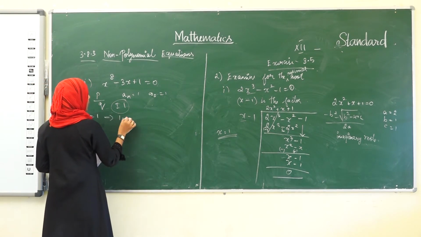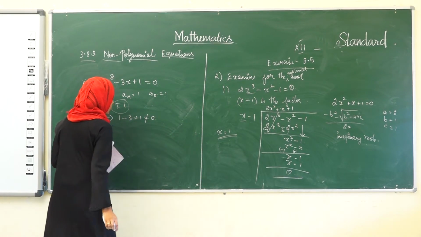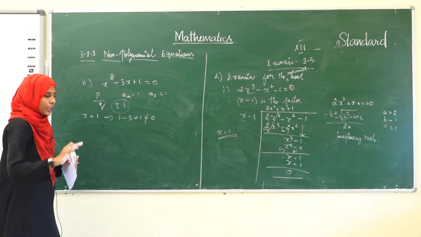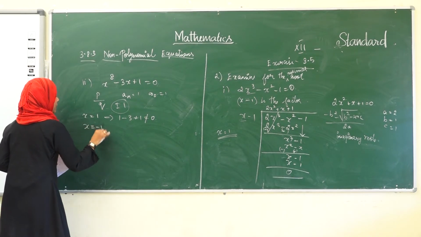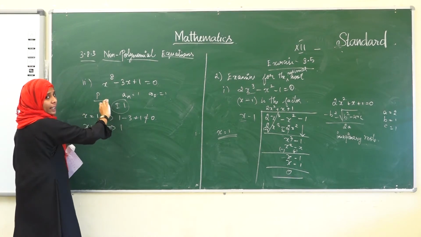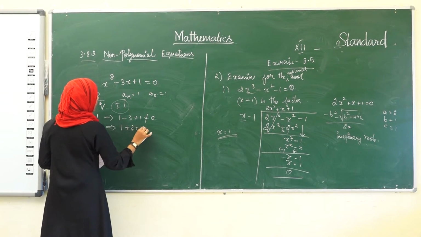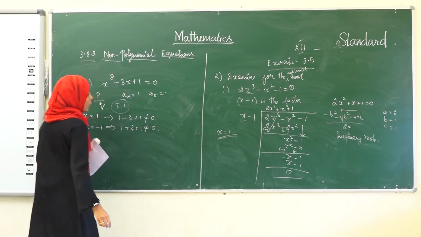What we get? 1 minus 3 plus 1. This is not equal to 0. Therefore, x is equal to 1 is not the root. And then we are going to substitute x is equal to minus 1. Minus 1 power 8 is 1. Minus 3 into minus 1 is plus 3, plus 1. This is also not equal to 0.